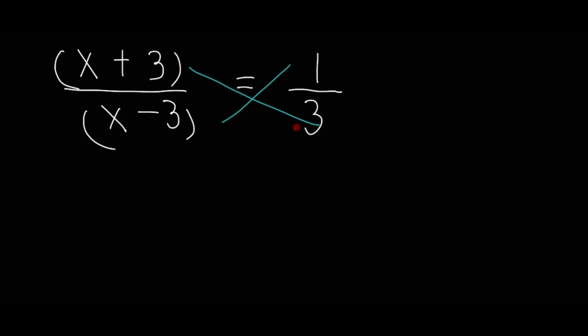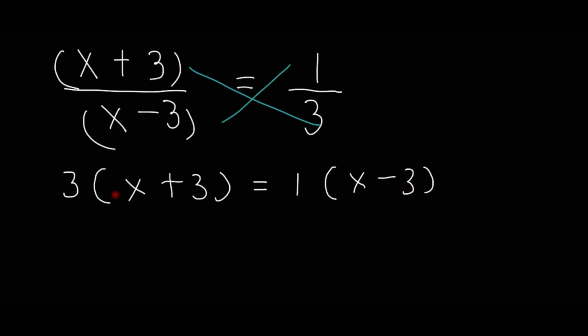We get 3 times x plus 3 is equal to 1 times x minus 3. From there, we multiply out the brackets. So we have 3 times x and 3 times 3. 3 times x gives 3x, and 3 times 3 is positive 9. As for this one, 1 times x is x, and 1 times minus 3 is minus 3.